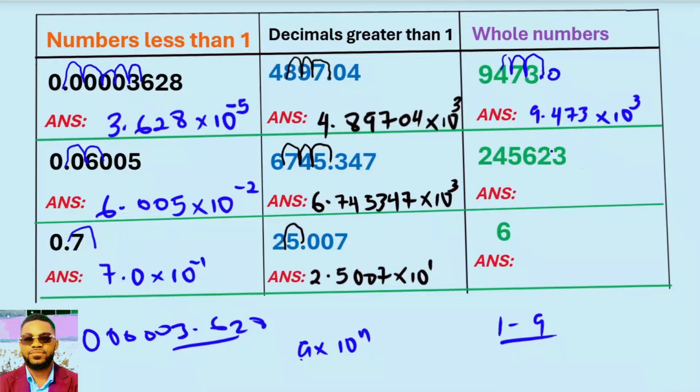Let's take this one too. Obviously, we are moving from here because we have the point 0 here. So that's going to be 1, 2, 3, 4, 5. So you have 2.4, 5, 6, 2. Let me get my 2 well.